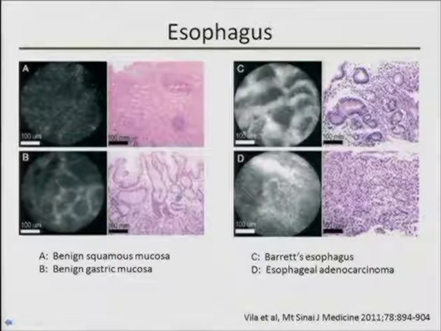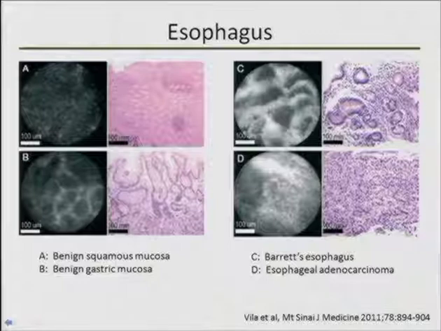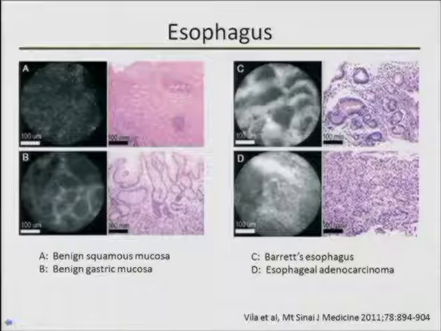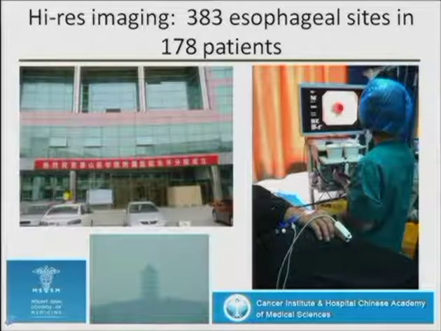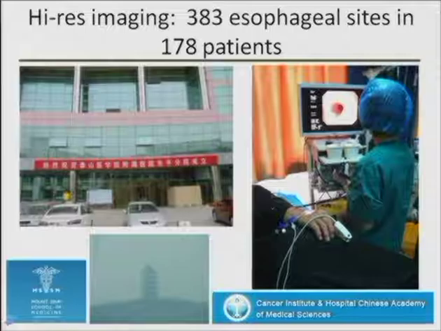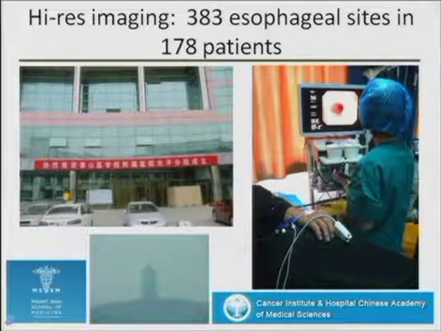These are some images of esophageal tissue. This is benign squamous mucosa, benign gastric mucosa, Barrett's esophagus, and esophageal adenocarcinoma. And again, these images are courtesy of collaborators at Mount Sinai. And so we have participated in an esophageal screening study in collaboration with Mount Sinai School of Medicine and the Cancer Institute at the Chinese Academy of Medical Sciences.